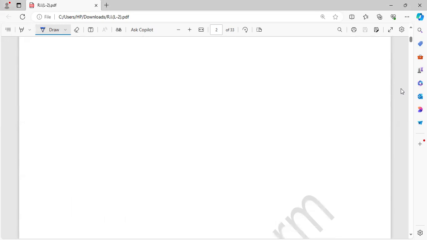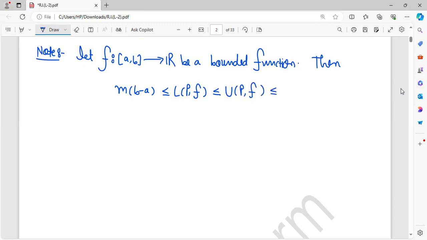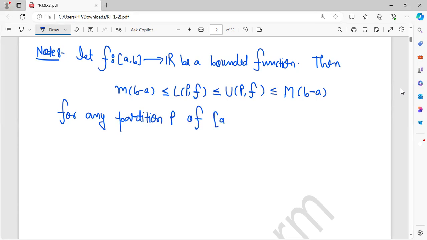So note one thing. Let f from the closed interval [a, b] to R be a bounded function. Okay. Then small m times (b minus a) is less than or equal to L(P, f), which is less than or equal to U(P, f), which is less than or equal to capital M times (b minus a), for any partition P of the closed interval [a, b]. Okay.